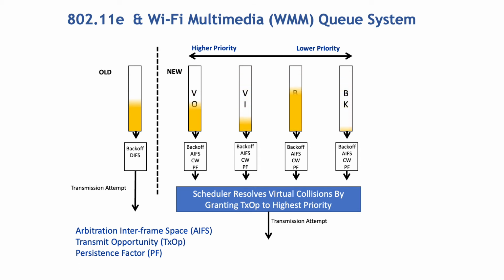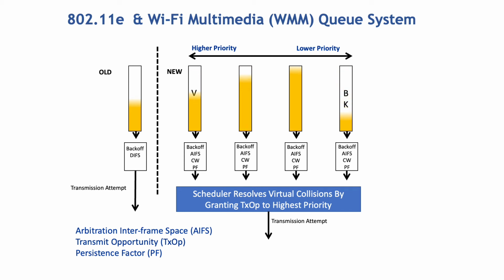However, there's one more mechanism that the system implements, which is the AIFS, the arbitration interframe space, and basically it's the queue with the shortest AIFS which is going to win. In this case, of course, voice would have the shortest arbitration interframe space. It would win, it would transmit the data first, and then the video would basically in effect have to back off. The contention window would be reset.